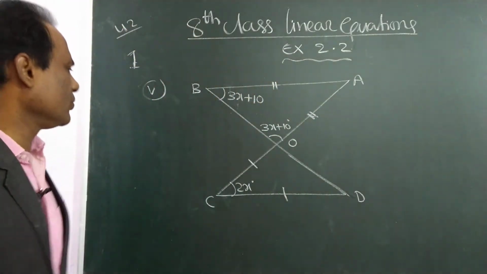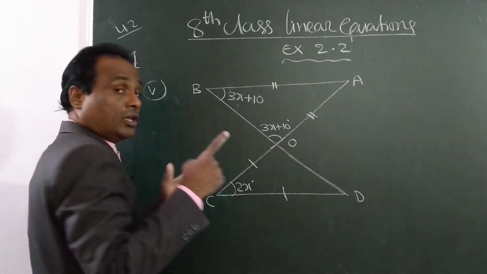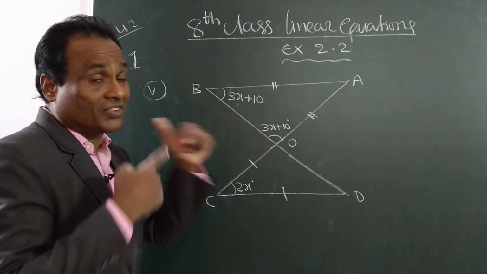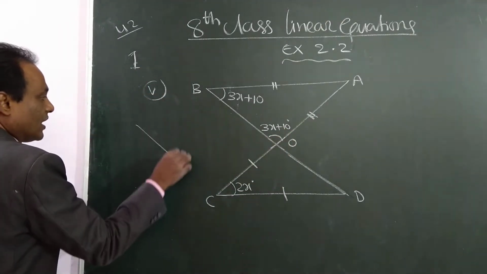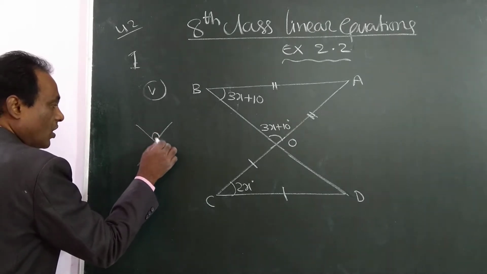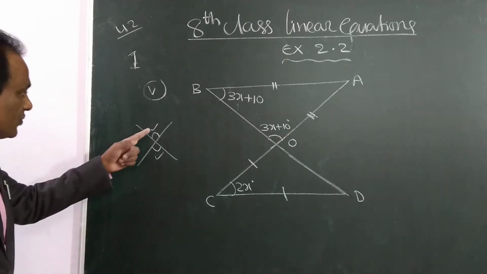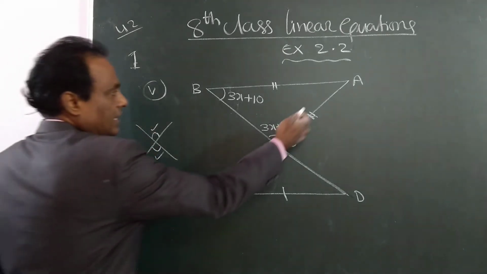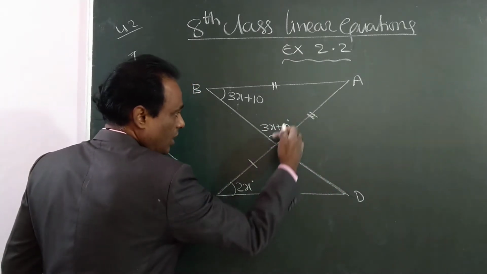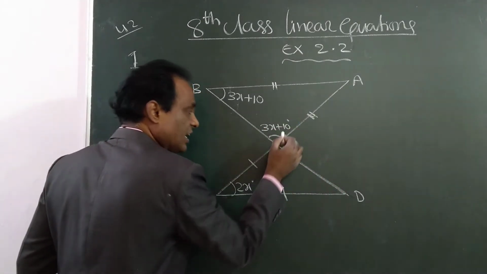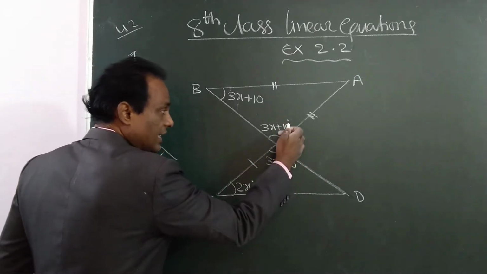Same concept I will use here. Next, one more concept. So many plane geometry formulas, concepts are applied in this problem. If two lines are intersecting, these two are called vertically opposite angles. So these two angles are always equal. If this is x, this will be also x. These two lines are intersecting. These two are vertically opposite angles. If this is 3x plus 10, this will be also 3x plus 10. Vertically opposite angles are equal.